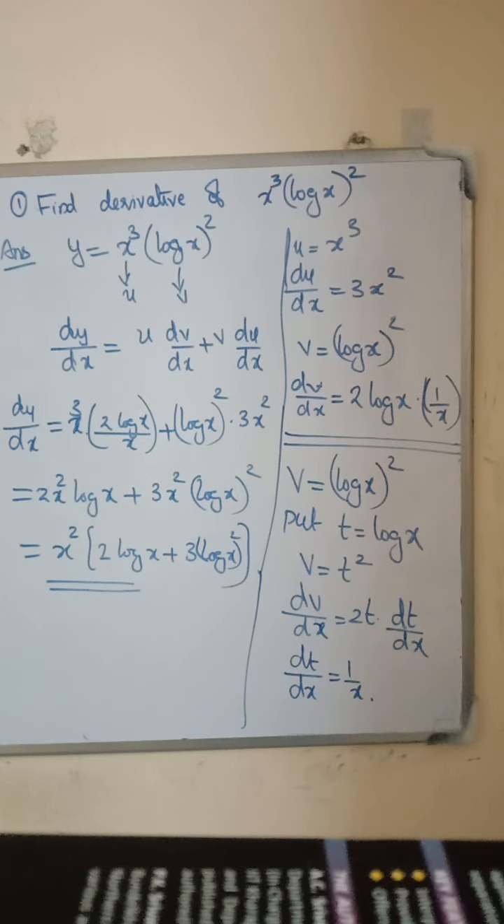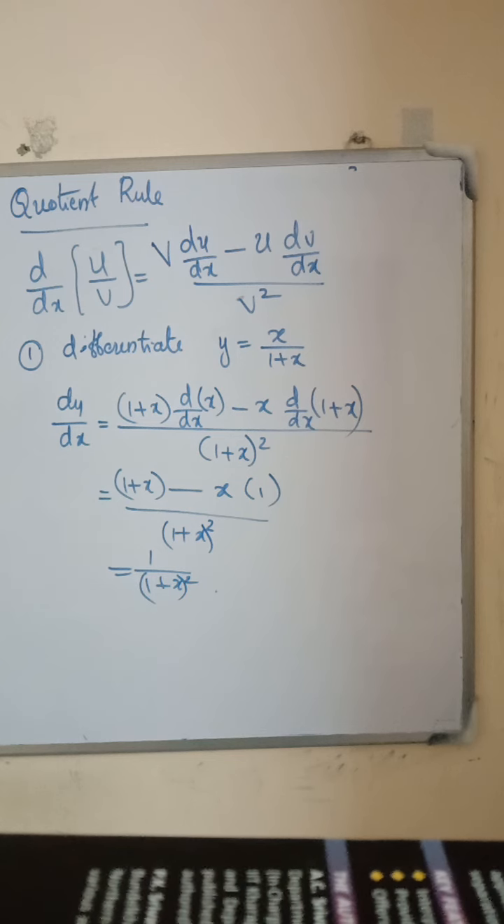Substituting these values in the equation, dy by dx is equal to u into dv by dx plus v into du by dx. So dy by dx is equal to x cube into 2 log x by x plus (log x) whole square into 3x square. That is equal to 2x square log x plus 3x square (log x) whole square. In both the terms, x square is common. So taking it outside, x square into (2 log x plus 3 (log x) square).